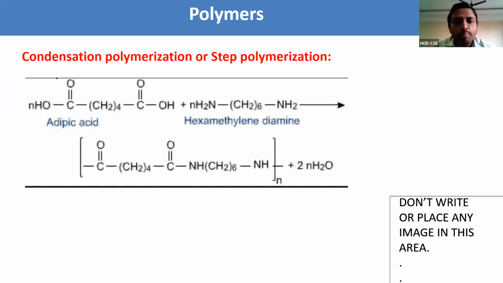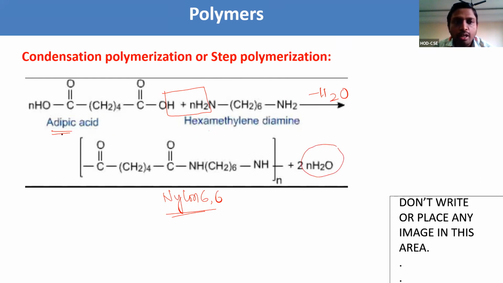In the example, we are taking adipic acid and hexamethylene diamine. These are the monomers. Here, by the elimination of a byproduct like H2O, water is eliminated. An example of this is nylon 6,6. Nylon 6,6 is formed by the condensation of adipic acid plus hexamethylene diamine. By eliminating H2O as a water molecule, it produces nylon 6,6. This is the byproduct, H2O.